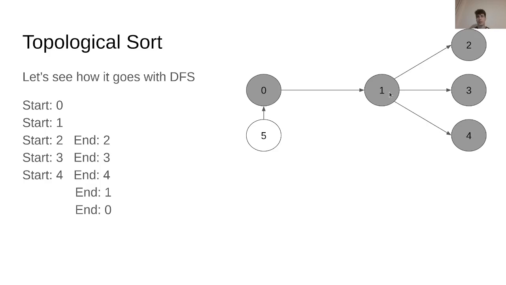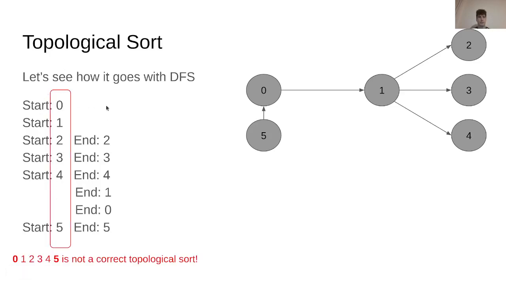And then we look at 1, it's already visited, 2 is visited, 3 is visited, 4 is visited. Then we look at 5 and see it's white, so we start another depth first search from 5 and finish it. Now let's see what we got. If we look at this order, 0, 1, 2, 3, 4, 5, this is not a correct topological order. And it's because we started from 0 and we didn't know we should start from 5, which is before 0. And you can't know that beforehand.